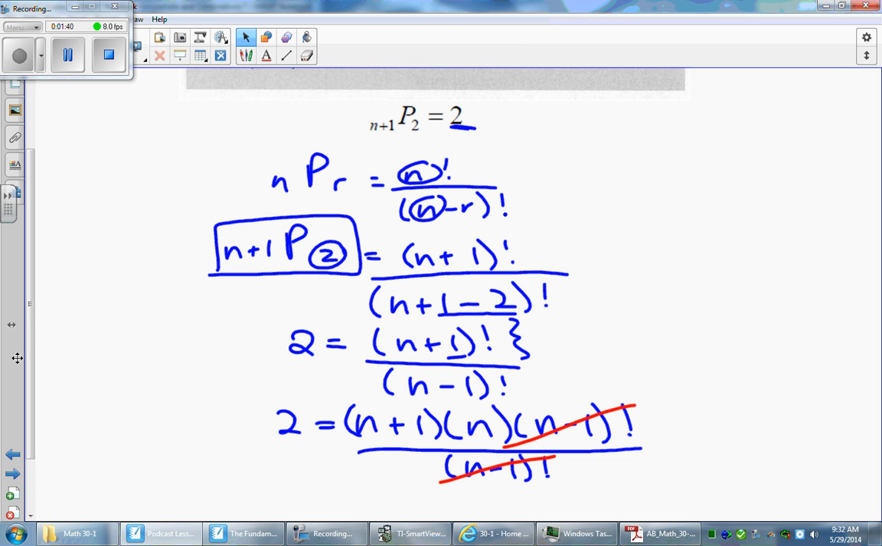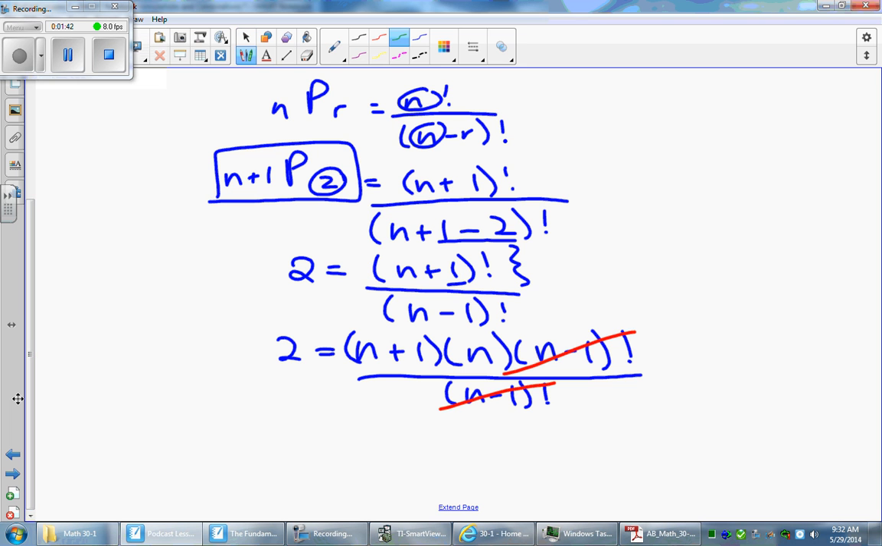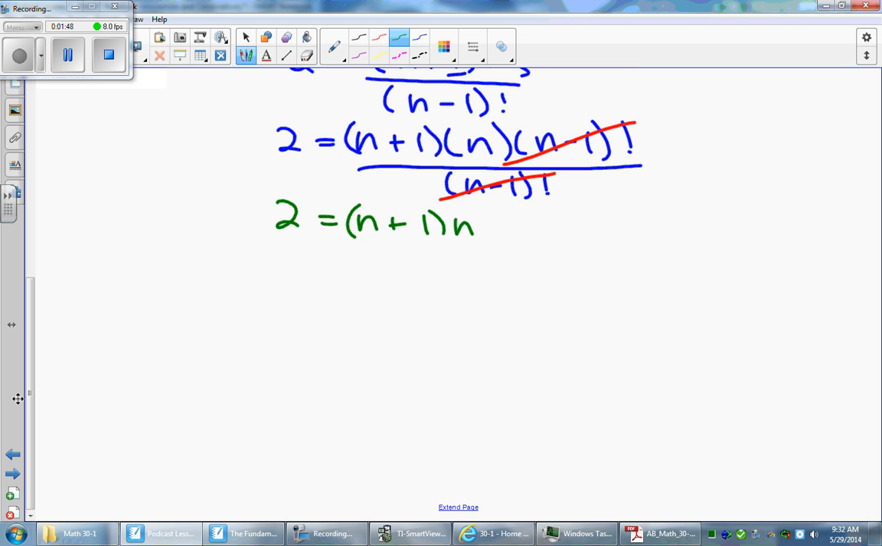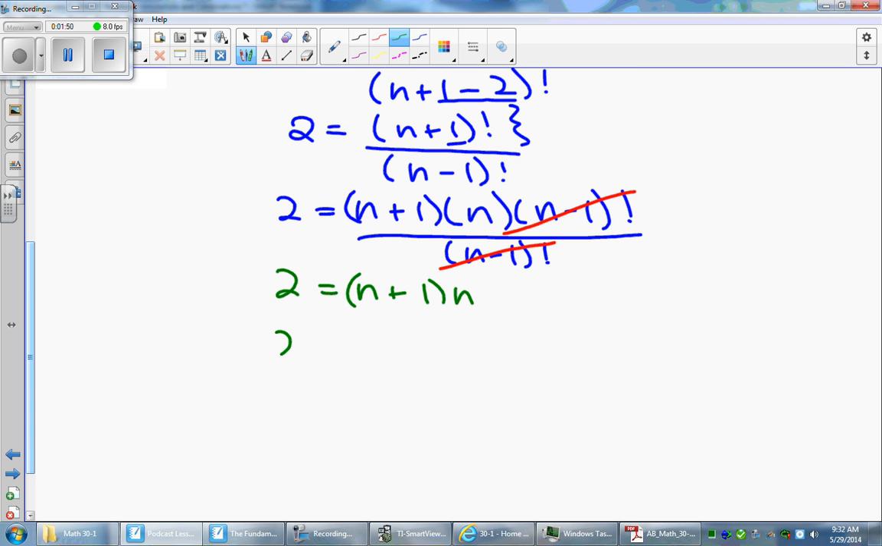What I'm left with here is something much easier to look at. 2 is equal to n plus 1 times n. So as you can see here, we have a quadratic. We just go ahead and get rid of those brackets first. So n squared plus n, then bring everything to one side to make it equal to 0. I'll just bring the 2 over. So 0 is equal to n squared plus n minus 2.